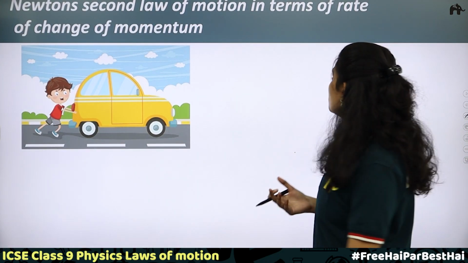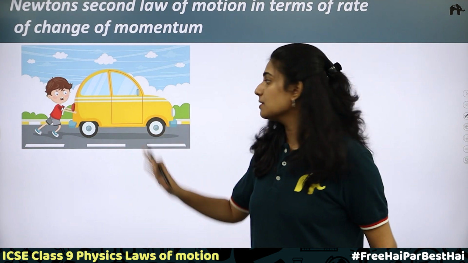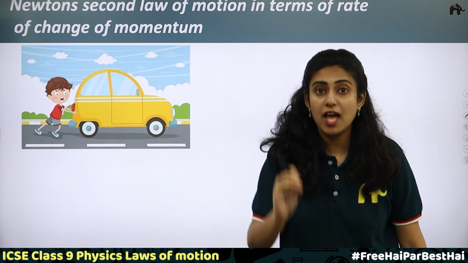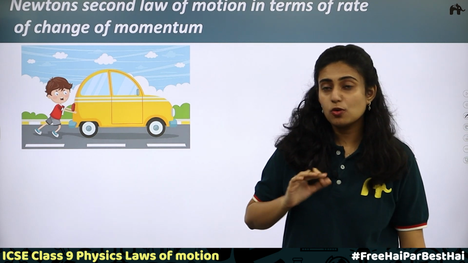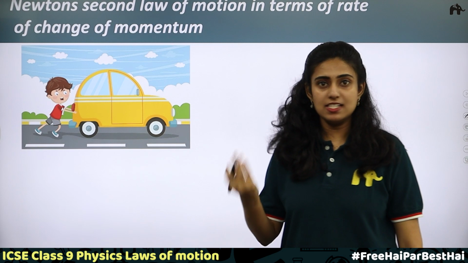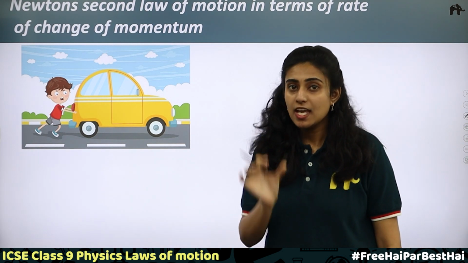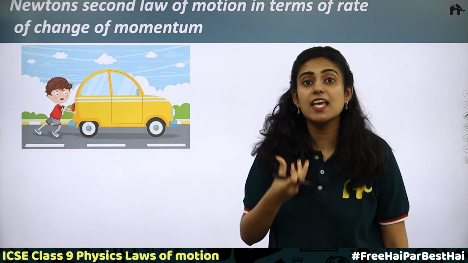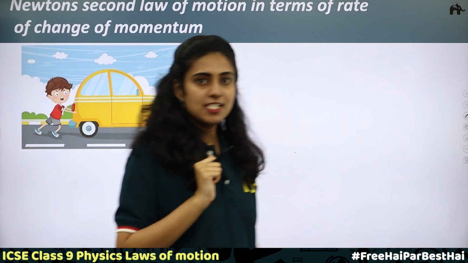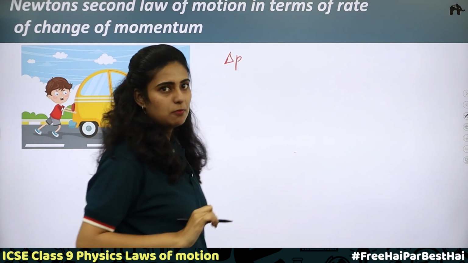Newton's second law of motion in terms of rate of change of momentum. Here you can see a boy is pushing a car, which means he is applying a force. When he applies a force, what happens? The car starts accelerating. That is, the velocity is changing. Hence, momentum is changing. In a given time interval, there is a change in momentum. How do we represent change in momentum? Delta P is the change in momentum.